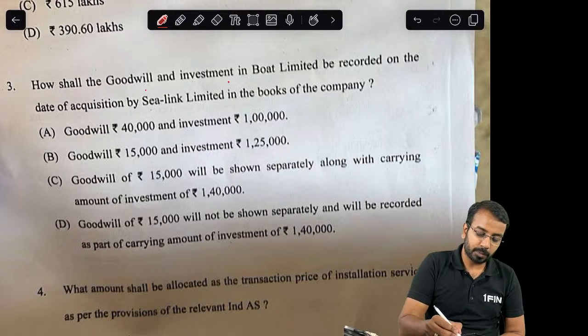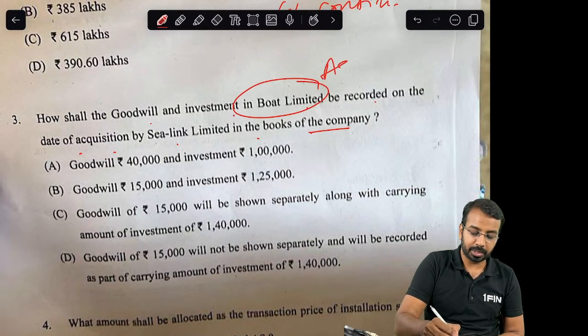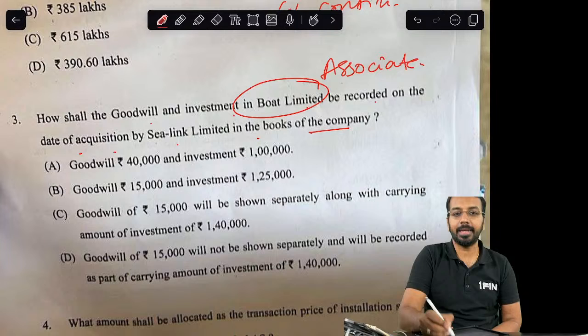How shall goodwill and investment in Boat Limited be recorded on the date of acquisition by C-Link in the books of the company? So goodwill in which? Boat Limited. This is our associate, right? These are associate.